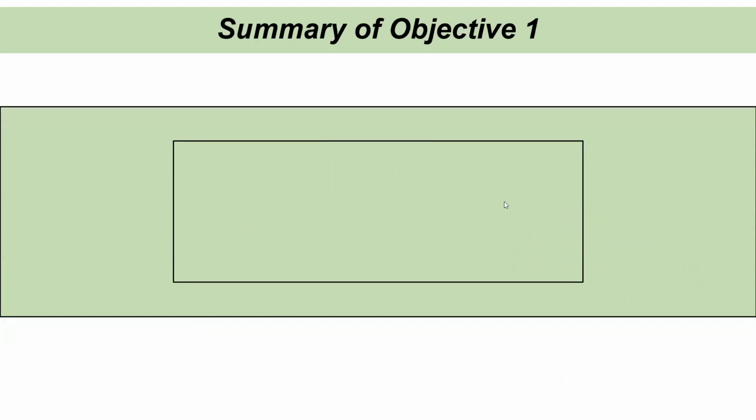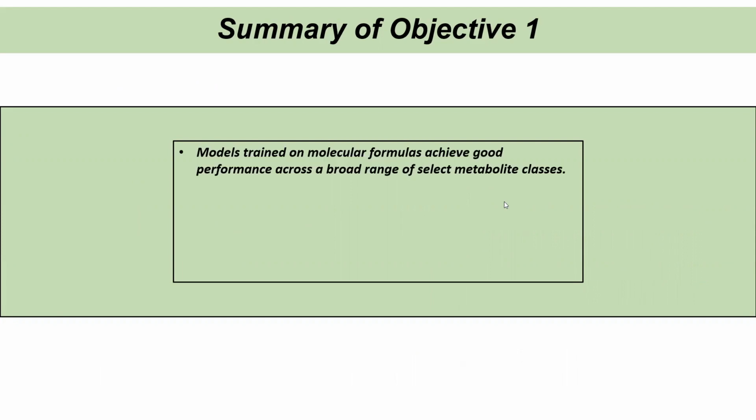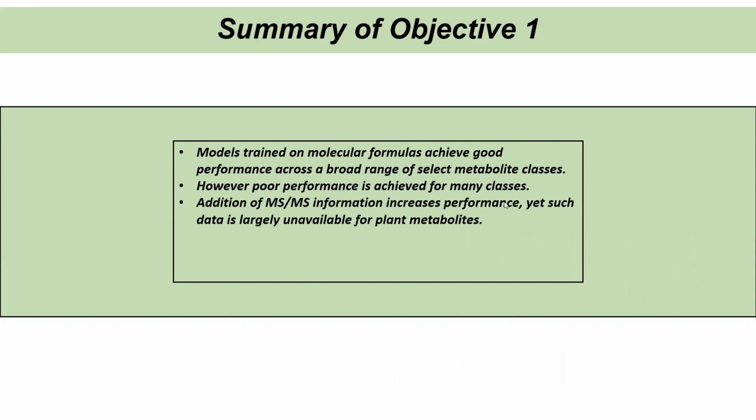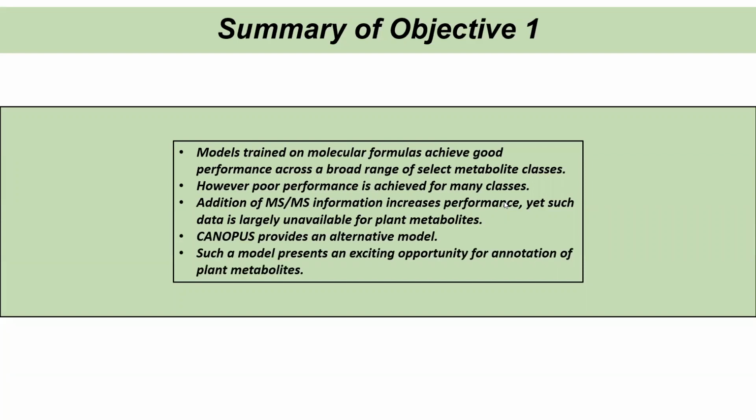So in summary of objective one, the models that we trained on molecular formulas achieve good performance on a broad range of select metabolite classes. However, for most metabolite classes, poor performance was achieved. The addition of spectral information increases performance, yet such data is largely unavailable for plant metabolites. CANOPUS is an exciting alternative, and it presents a wonderful opportunity for the annotation of plant metabolites.